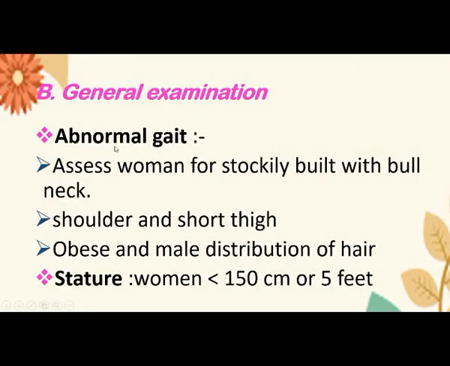Then general examination, abnormal gait. Assess the woman for stockily built with a bull neck. Stockily built means a short structure with wide shoulders. Then short thigh. Then obese and male distribution of hair. So that is the abnormal gait. Then stature, that is a woman less than 150 centimeter or 5 feet. That is the general examination.